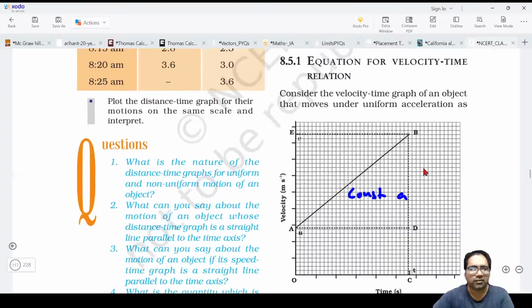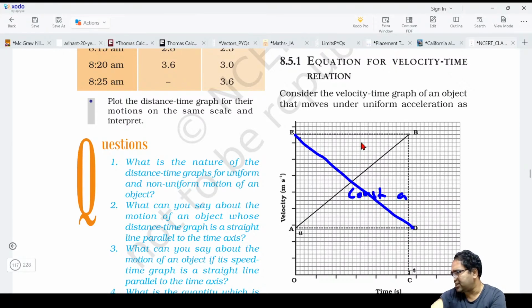Another important thing. If the velocity time graph is like this, what does that mean? Velocity is continuously decreasing, right? It's retarding. Uniform retardation, constant deceleration.